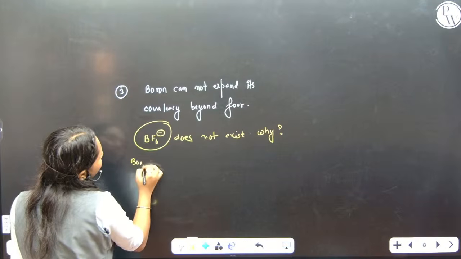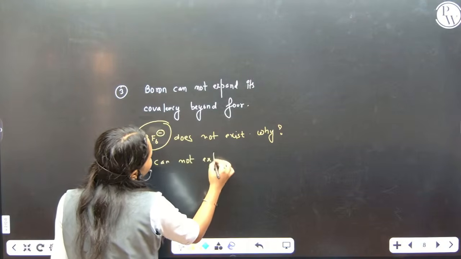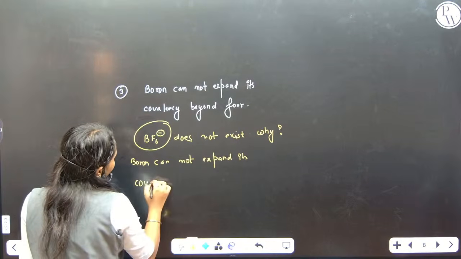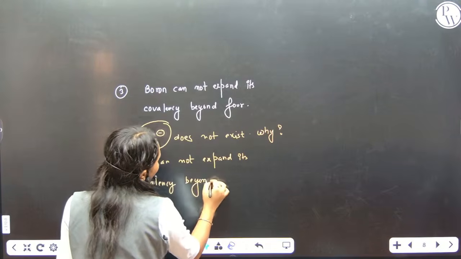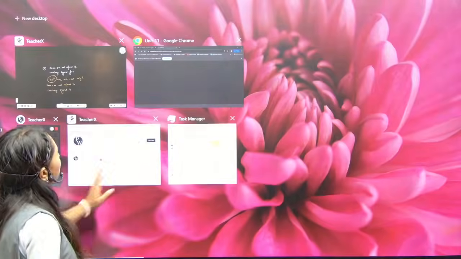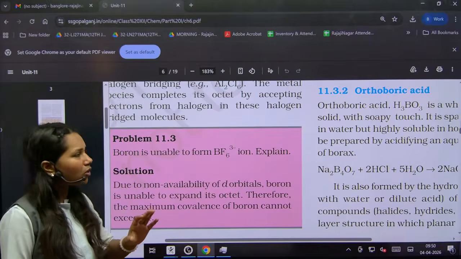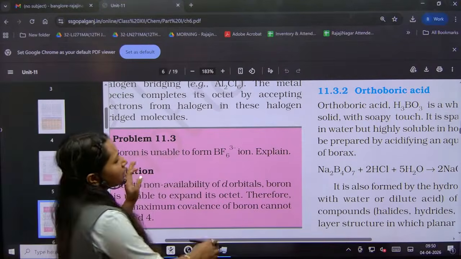boron cannot expand its covalency beyond 4. Okay, fine. So whatever questions are given in the NCERT in-text exercise, you follow those also. BF6 3- does not exist because boron cannot expand its covalency.